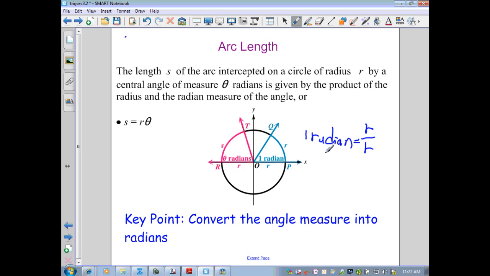Here, they're going to define this very similar to that, but they're not going to tell us that the intercepted arc is equal to r. They're going to say the intercepted arc is equal to s. And that arc length, which is here, is the measure of the arc intercepted on a circle of radius r by a central angle measuring theta. It is given by the product of the radius and the radian measure of the angle. Or in other words, they show us s equals r theta.